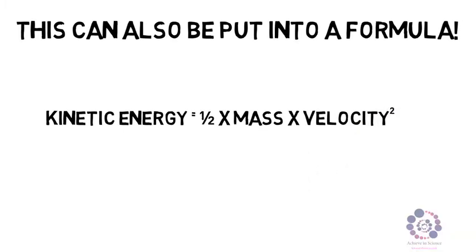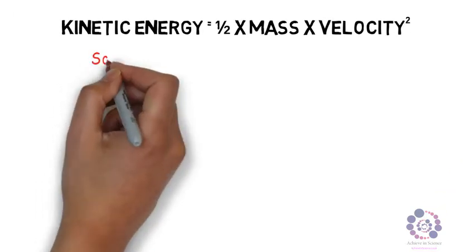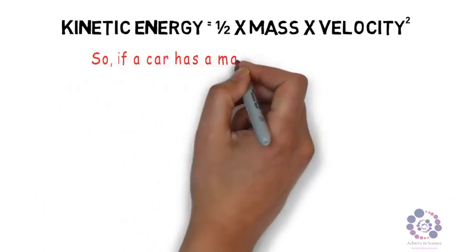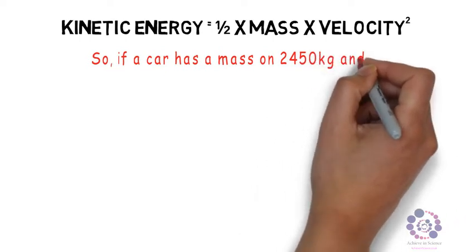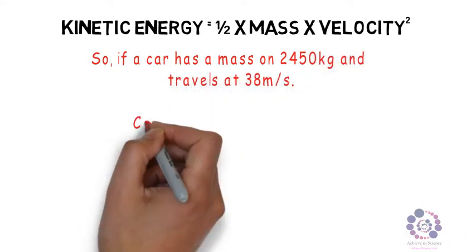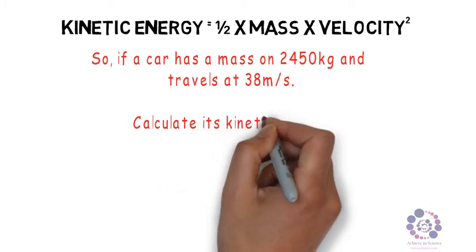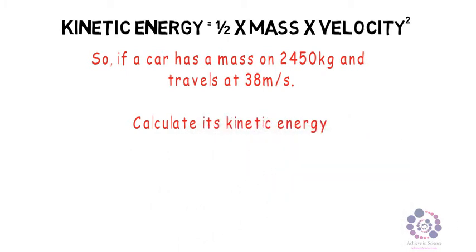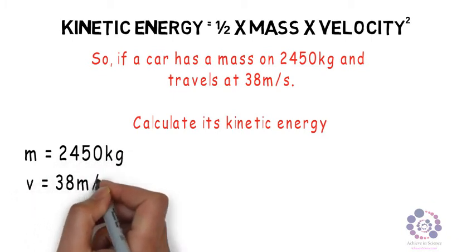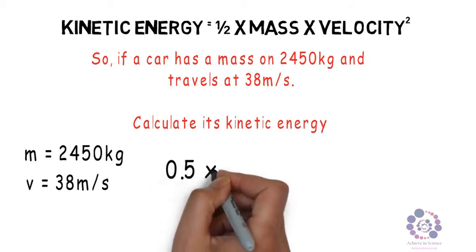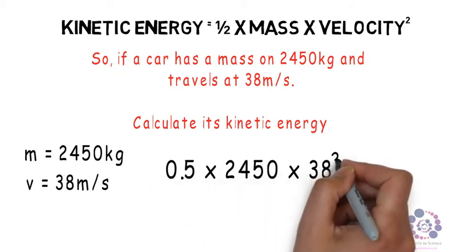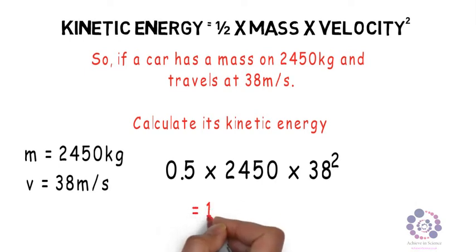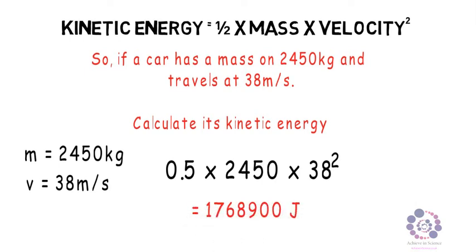The question asks, if a car has a mass of 2,450 kilograms and it travels at 38 meters per second, what is its kinetic energy? Now with any calculation, write out exactly what you know. So you know from the question the mass is 2,450 kilograms, the velocity is 38 meters per second, and then put it all into the equation. So 1/2 times 2,450 times 38 squared gives you an answer of 1,768,900 joules.